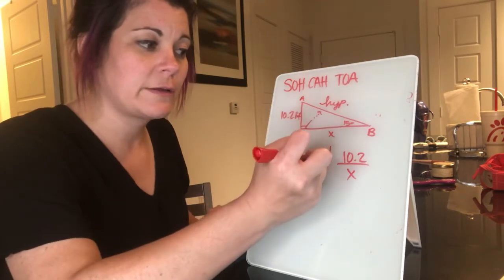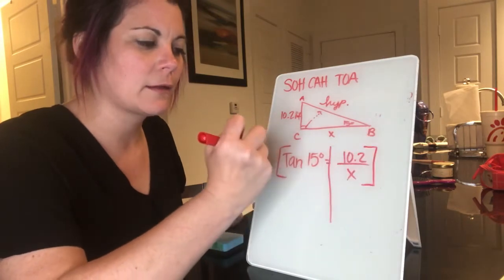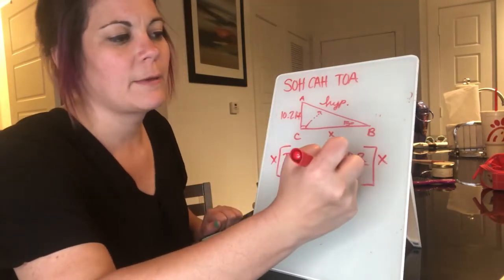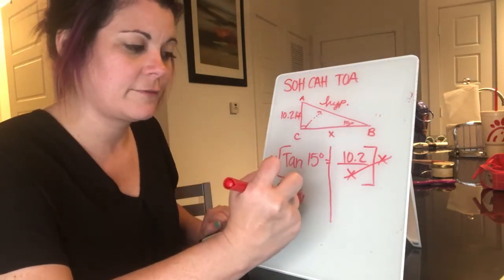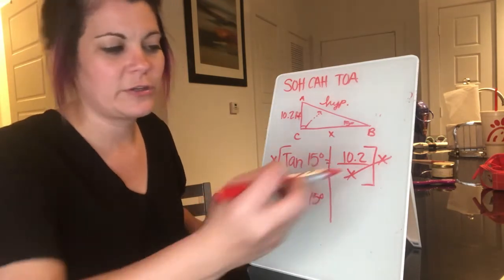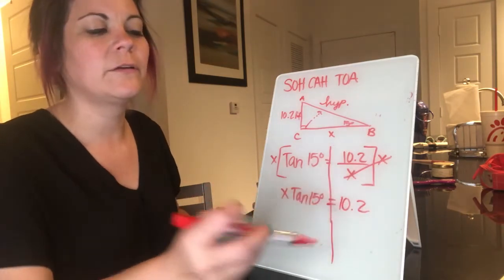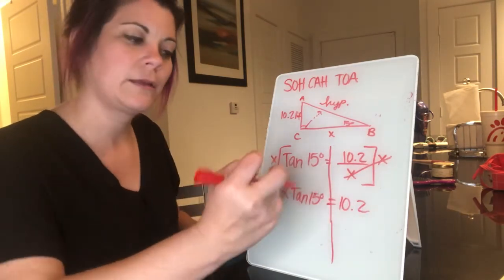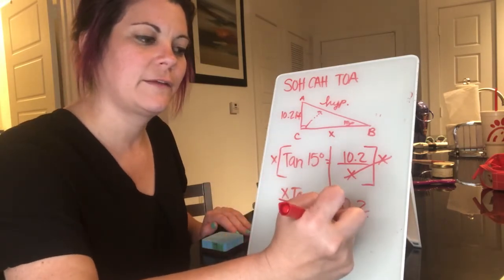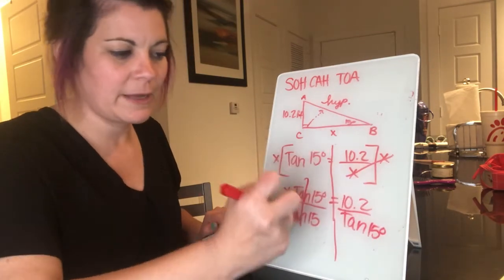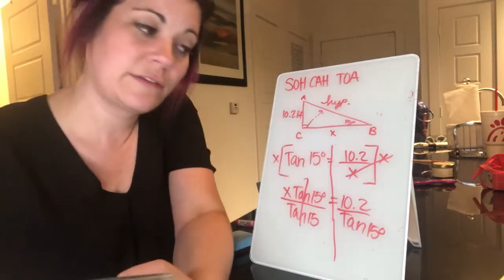The first thing you're going to do, since X is on the bottom, is multiply both sides by X. Those cancel each other out, so this is X times tan of 15. We don't know what X is, so we can't write an actual number. It equals 10.2. Now, still solving for X, this is multiplication, so we divide by tan of 15 on both sides. So in my calculator, X is equal to 10.2 divided by tan of 15.